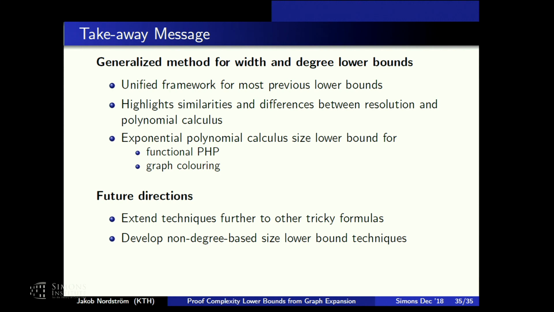We're at the end of the day. Thanks for sticking around so long. What I tried to present to you was a unified framework for most proof complexity lower bounds for resolution and polynomial calculus. And I think what's nice is that it's exactly the same framework. The only difference is who goes first in this game, which I think is nice. This gives us lower bounds for functional pigeonhole principle and for graph coloring. We'd like to extend these techniques to work for other tricky formulas and to find other tools than degree lower bounds for polynomial calculus. Thanks.